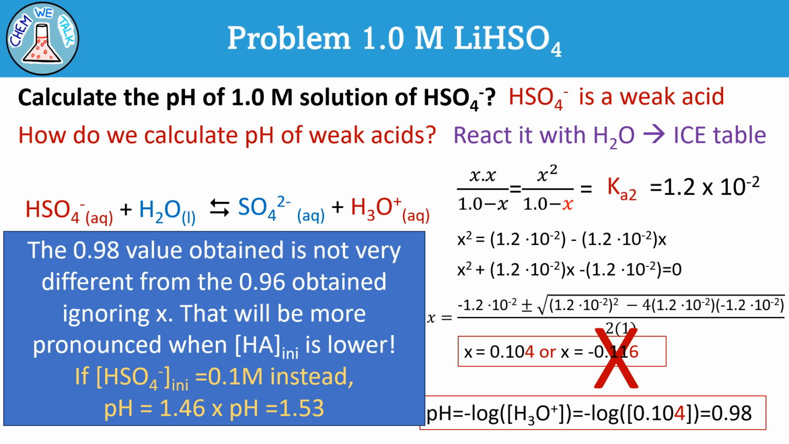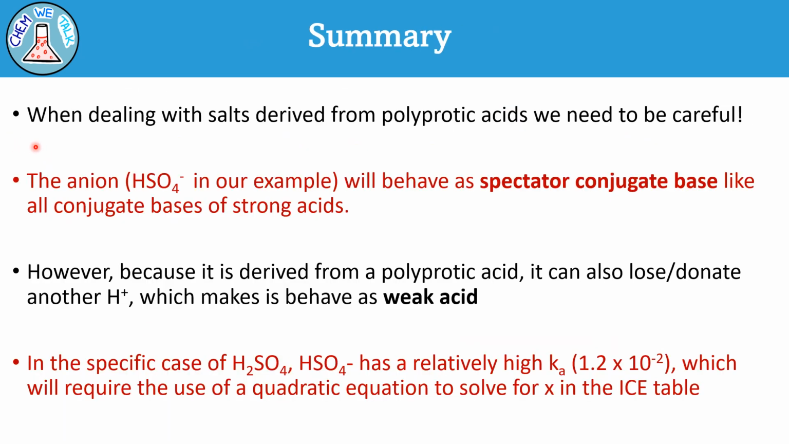Okay, so in summary, please be careful when dealing with salts derived from polyprotic acids. The anion of a salt that's derived from a polyprotic acid will not behave only as a spectator or a base. However, it will also behave as a weak acid, so we need to be careful. And also pay attention to the fact that, especially for the LiHSO4 case, because it is a very strong weak acid, we will need to use a quadratic equation to solve for x in the ICE table, especially when the concentrations are lower. When you're dealing with other polyprotic acids, you might be luckier and have a lower Ka, but always make sure you check your assumptions.